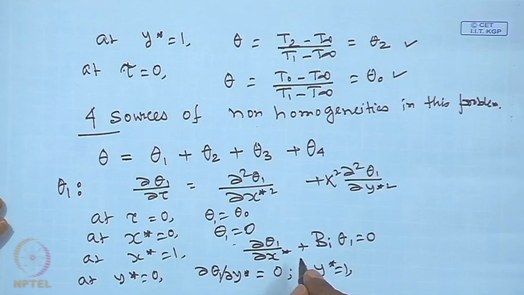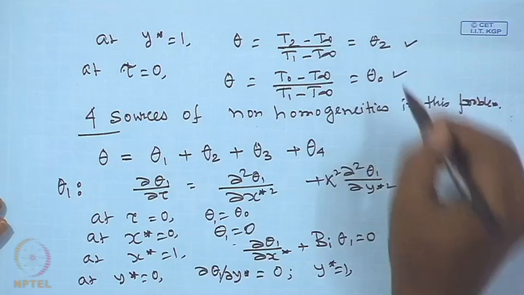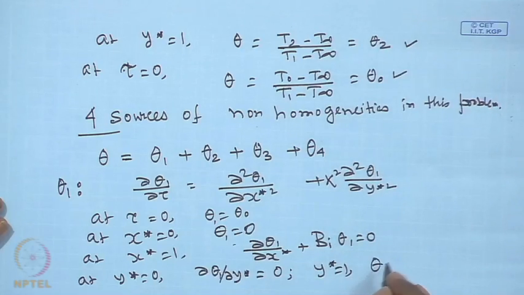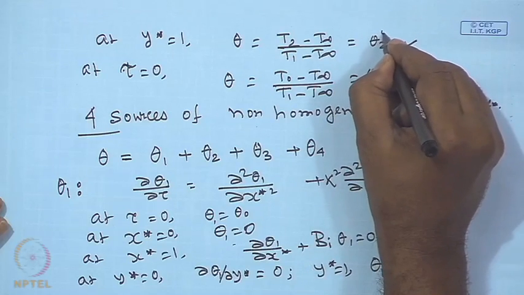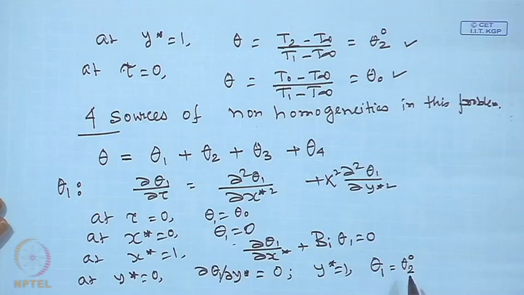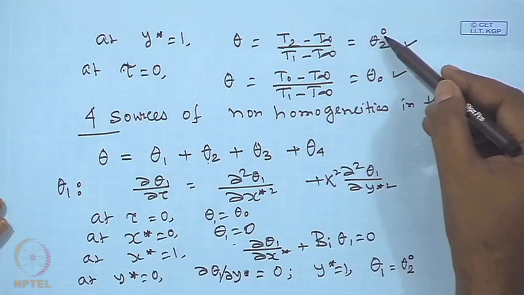And at y star is equal to 1, we have the boundary condition as theta is equal to theta 2. So, we make this homogeneous. So, we force it to be homogeneous. So, theta 1 becomes theta 2 naught. We put it as theta 2 naught in order to avoid the mixing up of the nomenclature later on, because this is also theta 2. So, we make it as theta 2 naught.